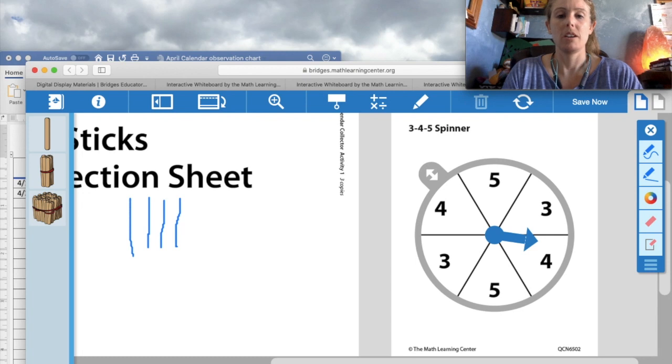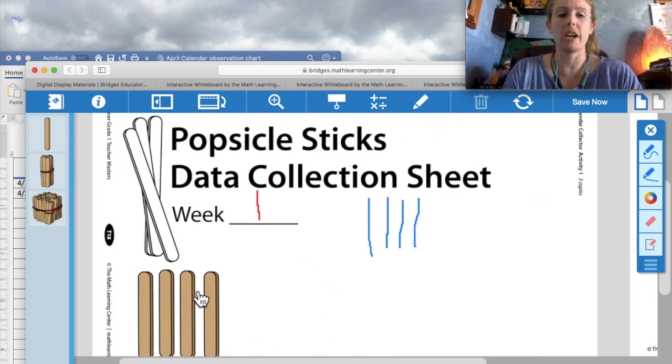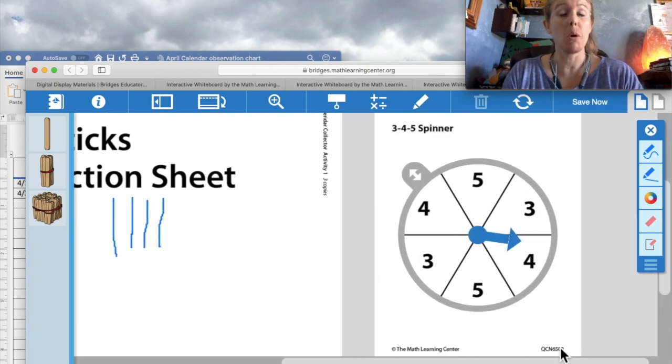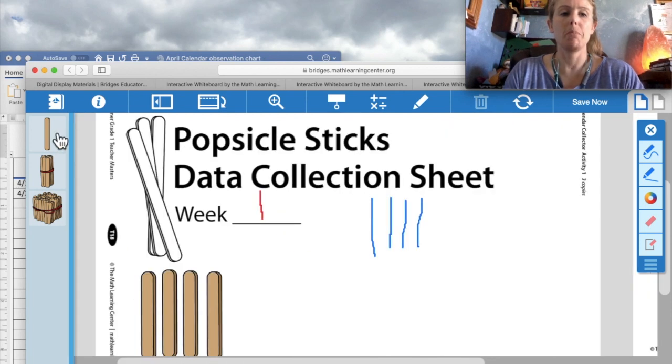And over here, yesterday, we spun 4. So we added 4 popsicle sticks and 4 tally marks. And for today, let's have that drum roll, please. What number do you think? Another 4. So we're going to collect 4 more popsicle sticks. But boys and girls, remember, when we do our tallies, we do need to change something to our tally marks.